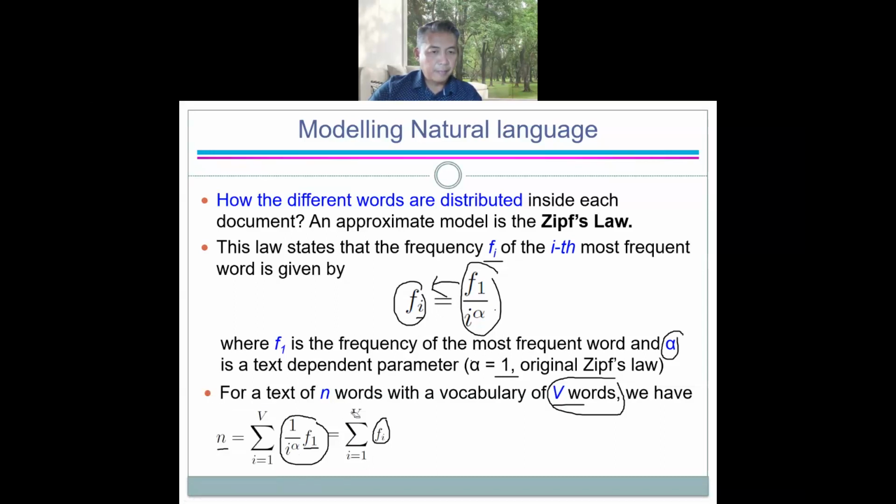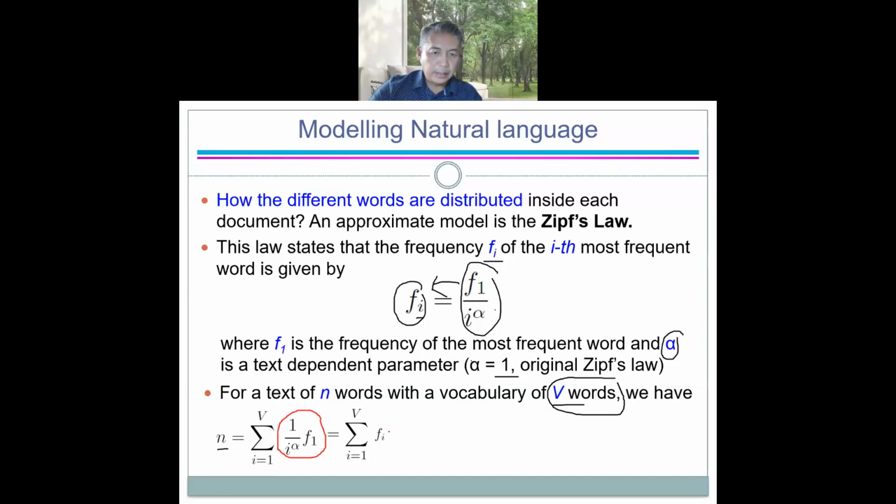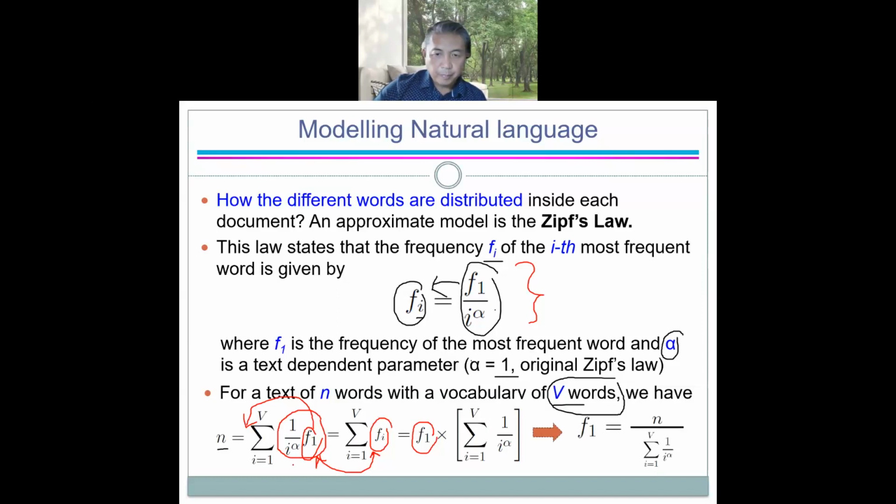How do we transform this? Let me change the color. So this is equivalent to this based on the Zipf's law, which is here. When we simplify this further, we take out the F1 here and put it outside. Then we get this one, and we take this one down here, so we get this. This is how we find the F1. We take the n number of words that we have and divide by this. So we can estimate F1 here.